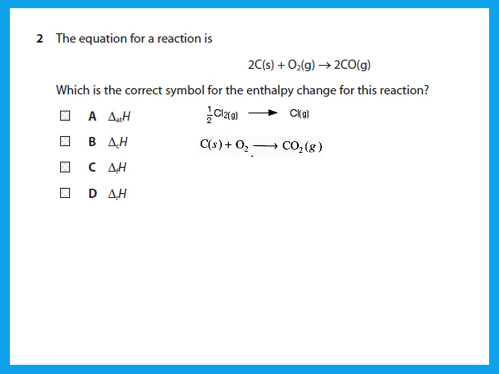Delta H of formation, is this formation of something? Well, formation means we're forming 1 mole. So it is the energy change needed to form 1 mole. The reaction that we have on top here is forming 2 moles. So this is not called delta H of formation. It is not called delta H of combustion. It would be delta H of reaction.